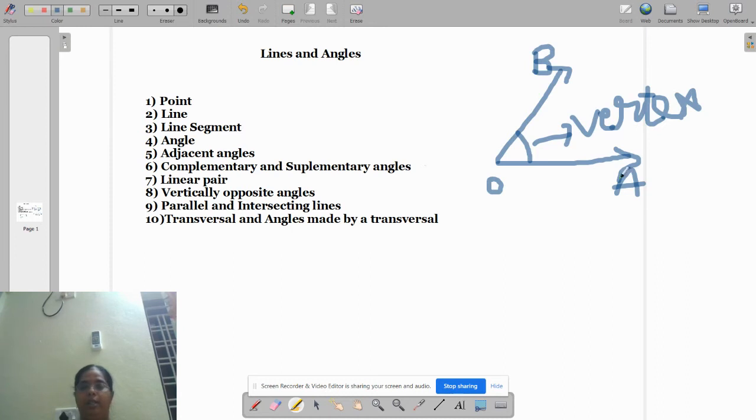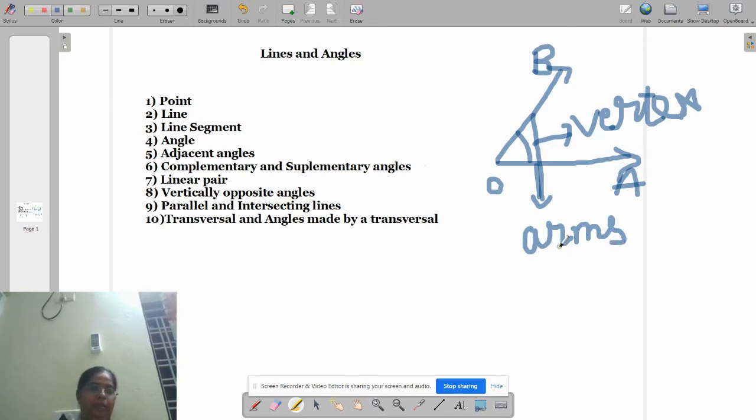And these two rays, OA and OB, are called the arms of an angle. An angle is always represented in degrees, and the angle is always measured with the help of a protractor.